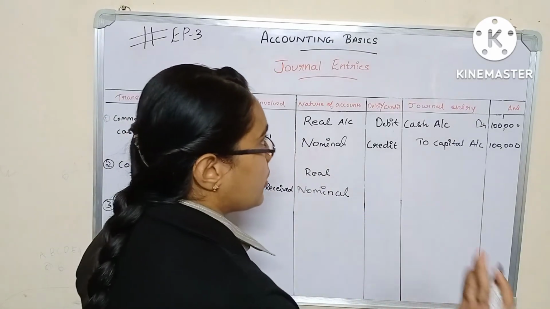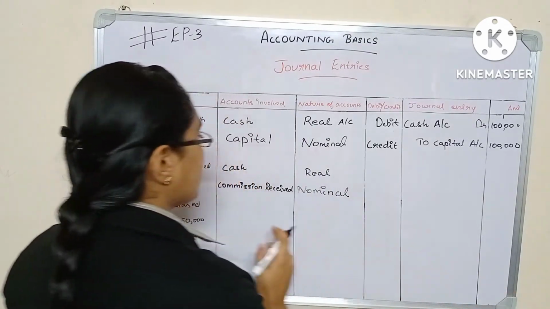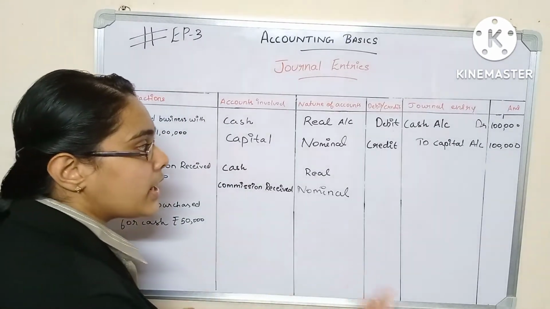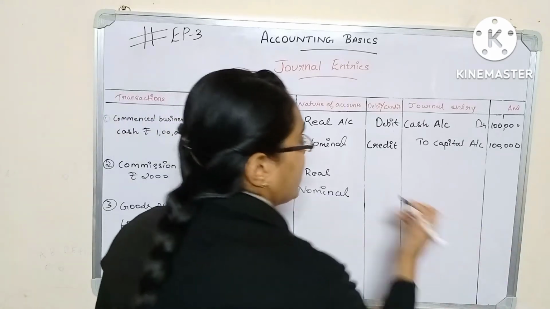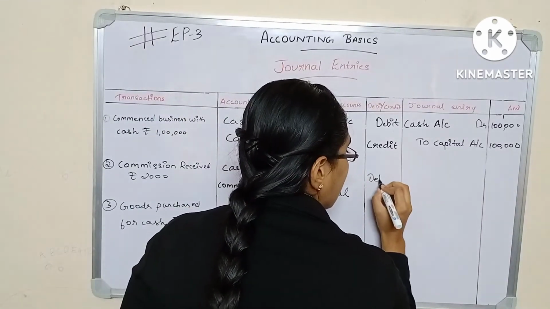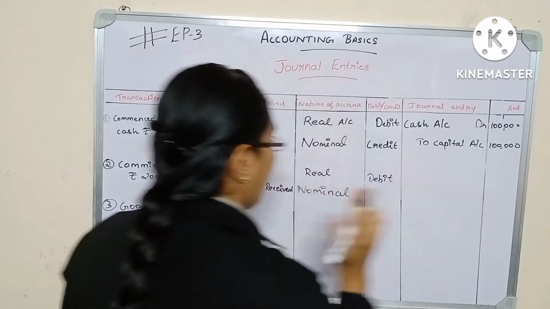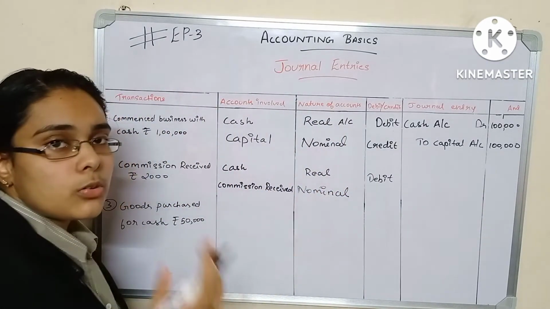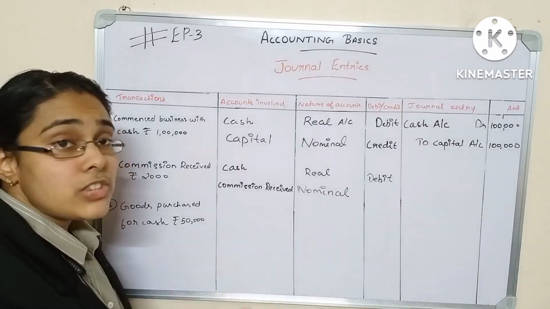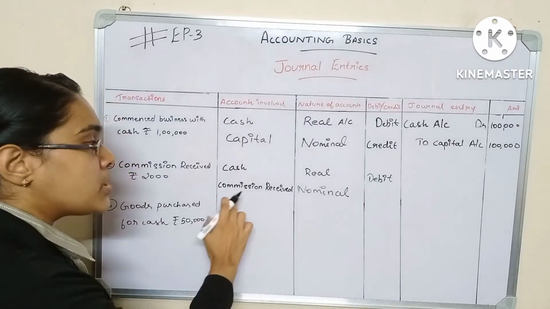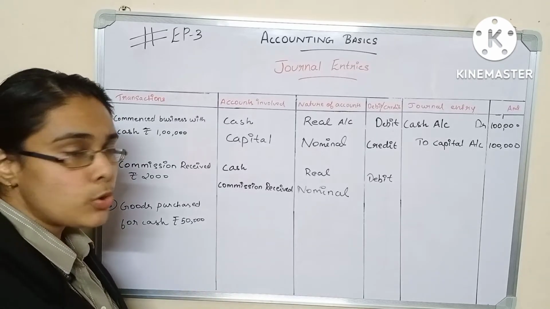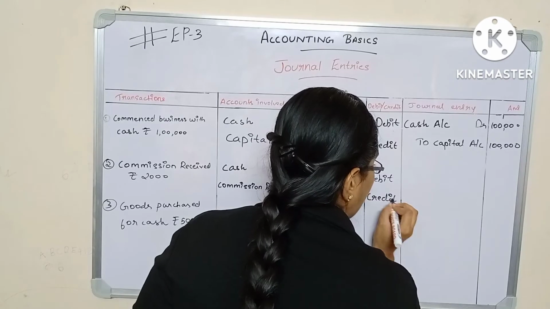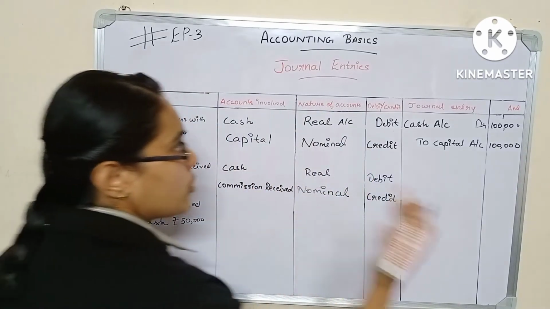Now you know the nature of accounts. Then you are going to identify whether it is debit or credit. Cash, again it is coming into your hand. So apply the real account rule: debit what comes in. So you will debit the cash account. Now commission is a nominal account, so the nominal account rule applies: credit all incomes and gains. Commission received is an income. So what should you do? You should credit the commission account.